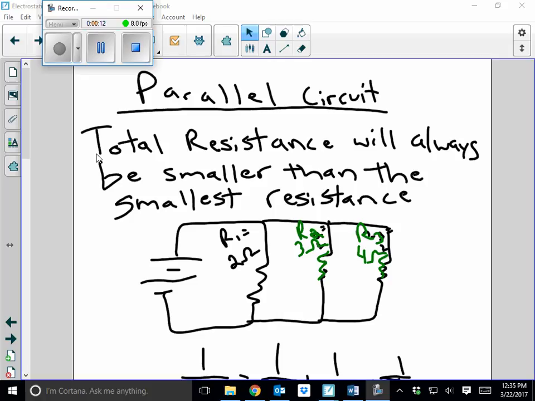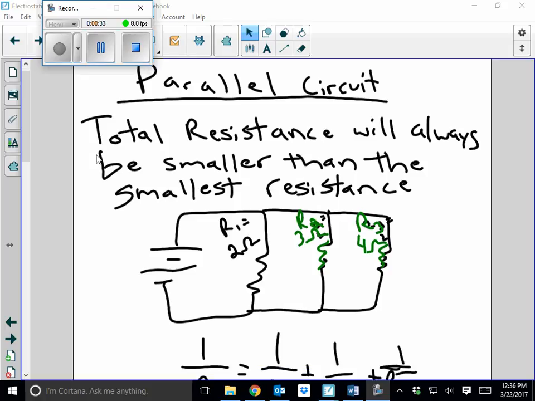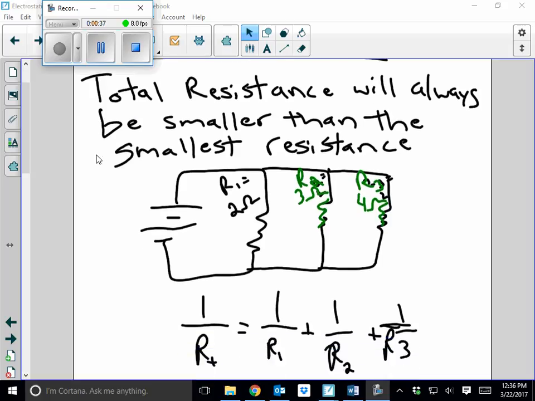Just very briefly, because I wasn't able to get this into your last video, I wanted to give you a general hint that can help you figure stuff out. In a parallel circuit, the total resistance will always be smaller than the smallest resistance. Please make sure you copy these notes as well as the math into your notes so that you can use it for studying in the future when you forget this stuff, because you inevitably will. Some of you will remember because you're good students.